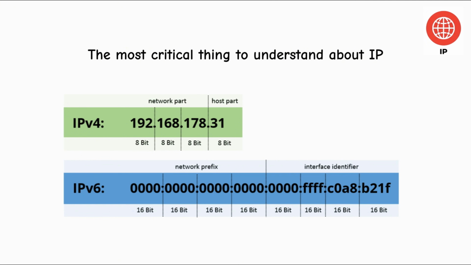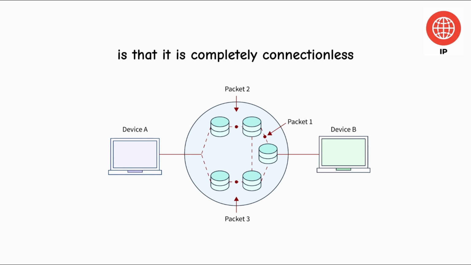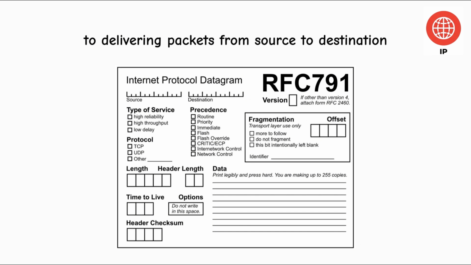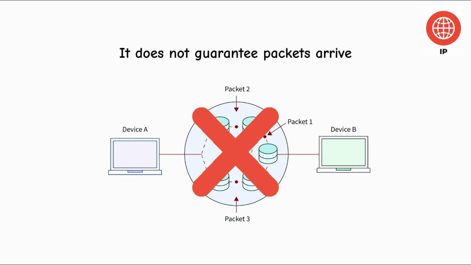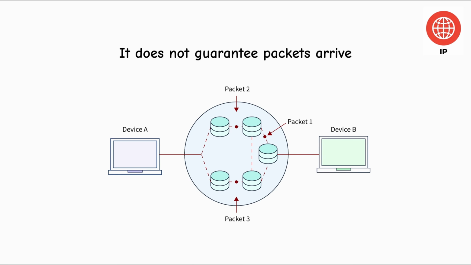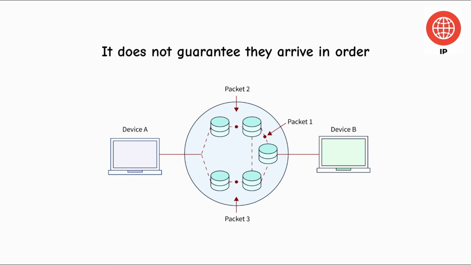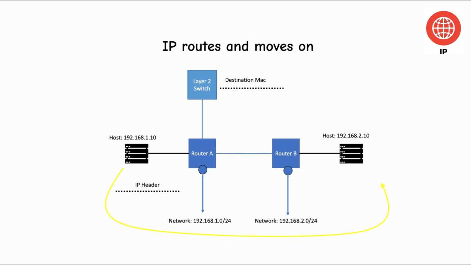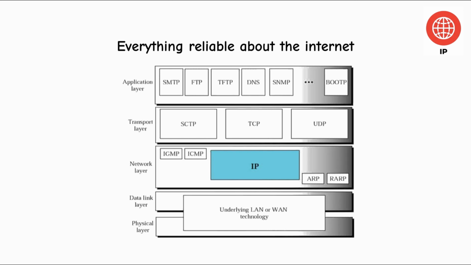The most critical thing to understand about IP is that it is completely connectionless and unreliable by design. RFC 791 specifically states that IP limits its scope to delivering packets from source to destination. It does not guarantee packets arrive. It does not guarantee they arrive in order. It does not guarantee they arrive at all. IP routes and moves on. Everything reliable about the Internet is built on top of IP by other protocols.